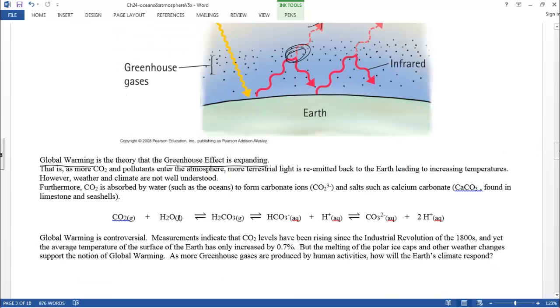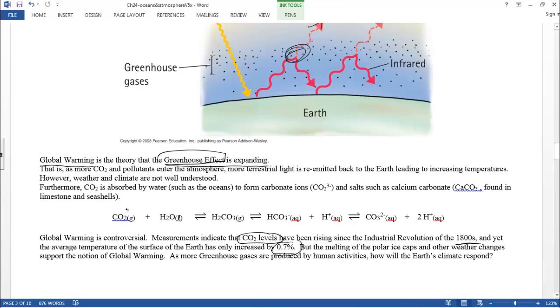Okay, so people have been measuring the amount of carbon dioxide in the atmosphere. We're worried about rising levels of CO2 because we're burning fossil fuels and burning wood and burning natural gas. They all produce carbon dioxide. And as those levels rise, we expect the greenhouse effect to increase. But it turns out that studies have shown, on average, the temperature of the Earth has only increased by 0.7% on average since the 1800s. So what's going on there?